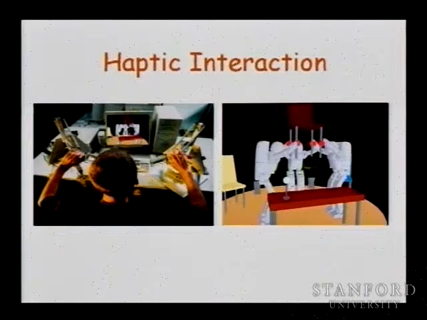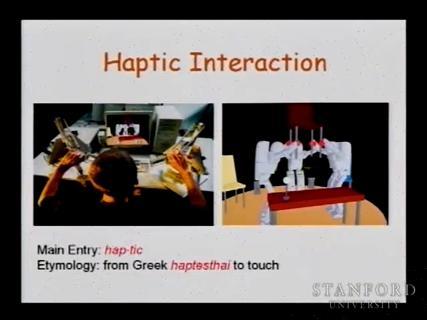You can feel a virtual environment or a real environment. I'm not sure if everyone knows what haptics is. Haptics comes from a Greek word that describes the sense of touch.